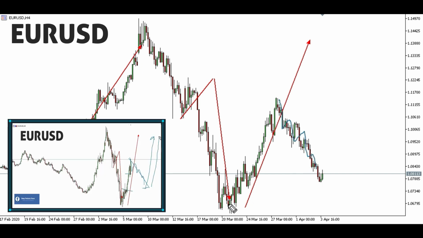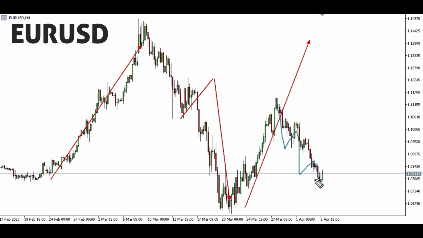If you missed this up move from this level here, relax. We're expecting a correction here, a pullback, and then we say that we'll be going for an up move. This correction can continue all the way until this level. We'll be waiting for our entry to trade it, and if we get our entry here, we'll be going with the up move. That's for Euro USD.